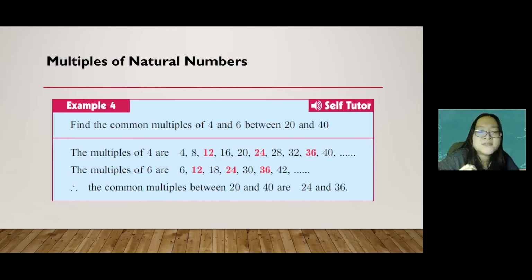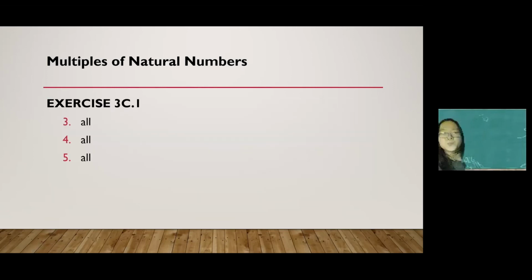Now, this is like, find the common multiples of 4 and 6 between 20 and 40. So when they ask you like this, where it's in a range, between this number and that number, you just have to list them all out, right? Between 20 and 40, you could start with 20 and then just stop at 40, or if you go over 40, then we can see here that the common multiples are 24 and 36. Right, so for a range question like this, we kind of just have to list them out.